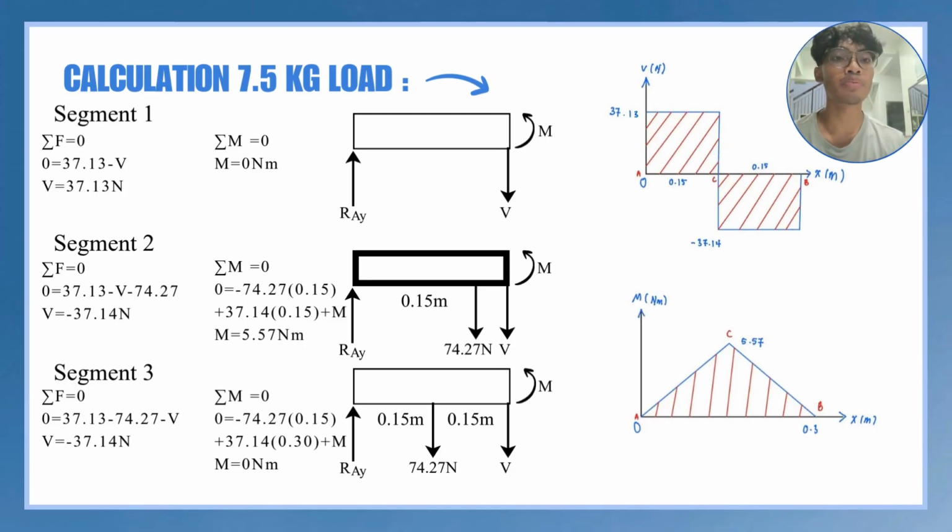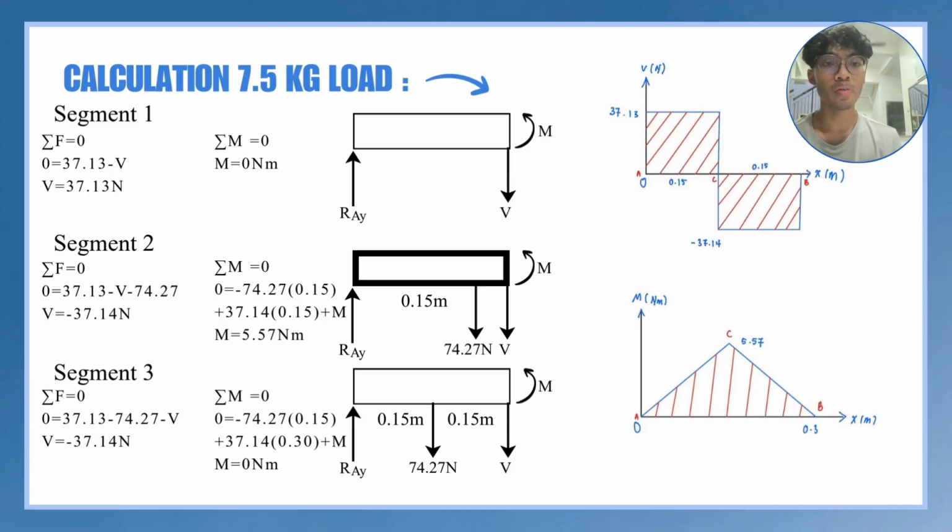For the shear force diagram, we will have to cut it into 3 parts, segment 1, segment 2 and segment 3, and we'll use summation F equal to 0 and summation M equal to 0. So at segment 1, we'll get V equal to 37.13 Newton and M is equal to 0 Newton meter.